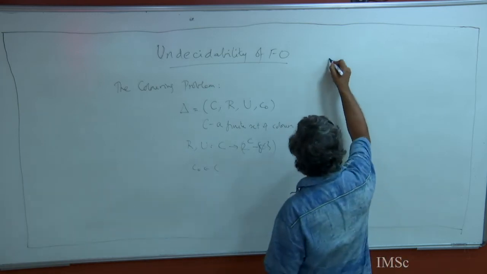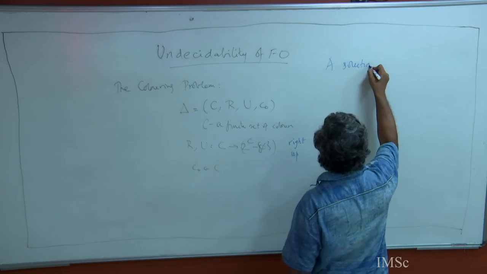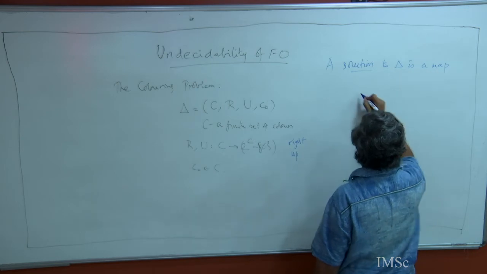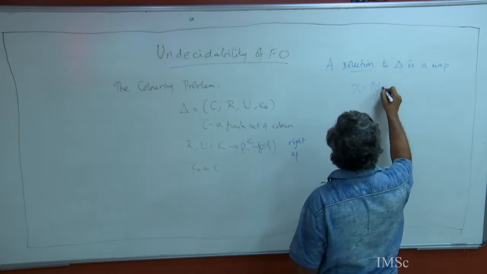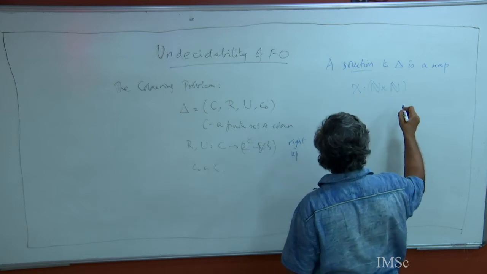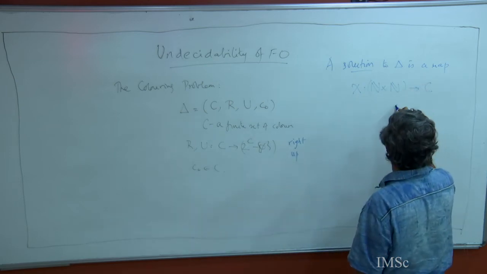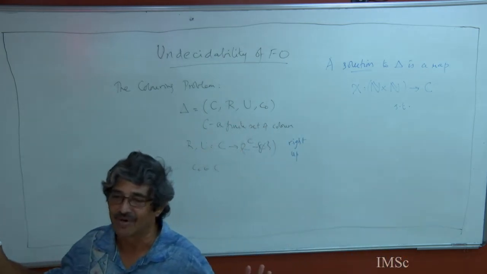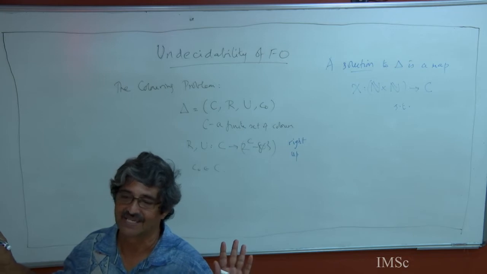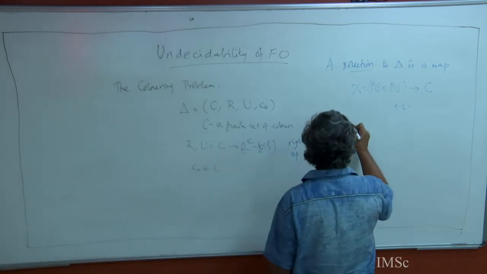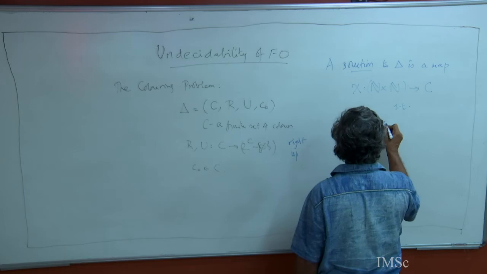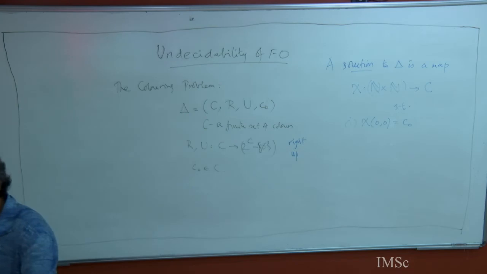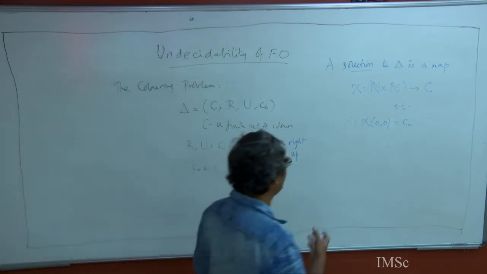A solution to the coloring problem, a solution to delta, is a map from the positive quadrant to colors. You are supposed to color the entire positive quadrant, N cross N, such that, obviously, this is the origin constraint of the coloring problem. Actually, these things don't matter, but we'll put it in.